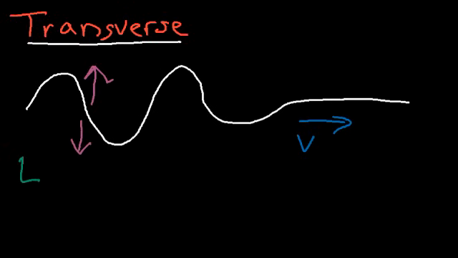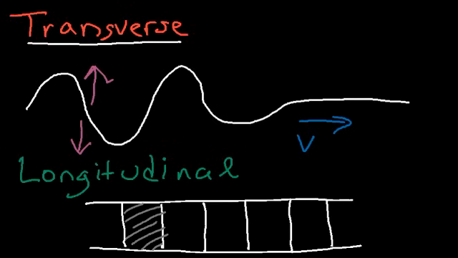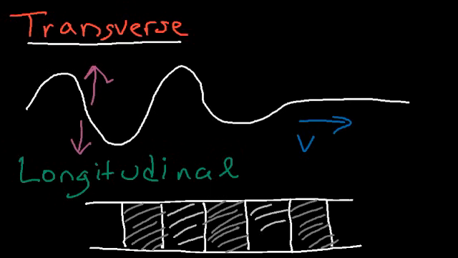In a longitudinal wave, the oscillations are in the same direction as the wave motion. A good example of a longitudinal wave is a sound wave. In a sound wave, you have regions of high and low pressure. So let me see how I can draw this. So let's say this shaded region is a region of high pressure. And then this lightly shaded region is a region of low pressure. A sound wave is basically a pressure wave. So the pressure oscillates from high to low.